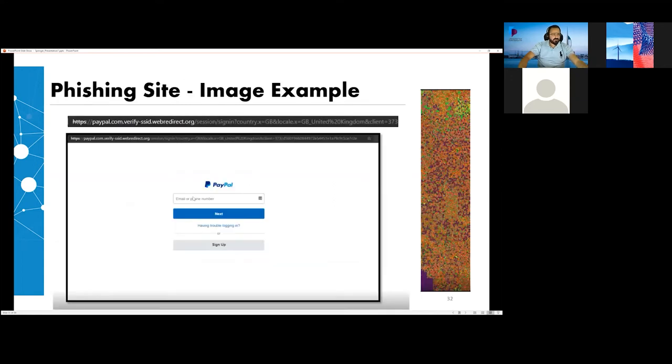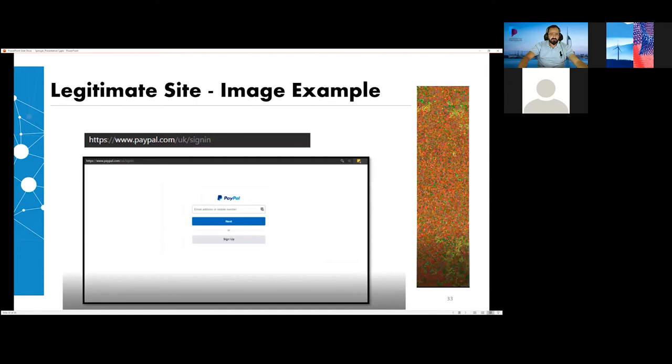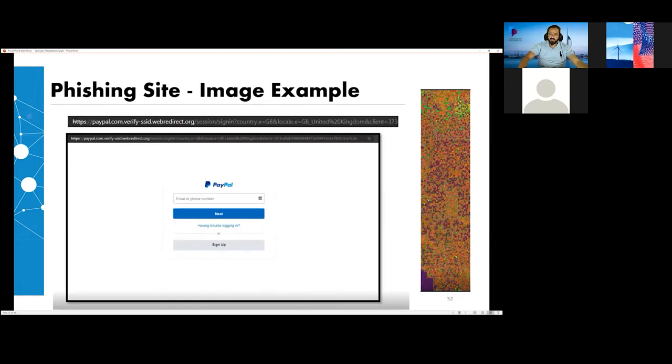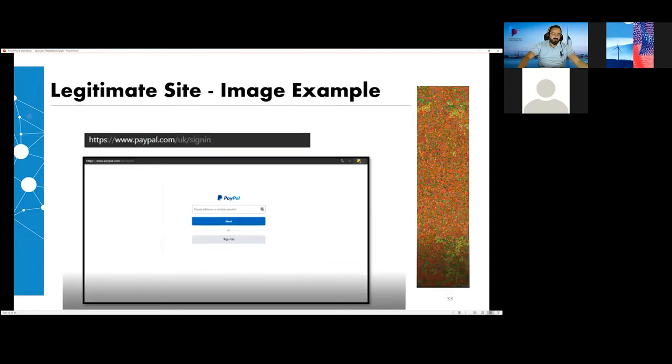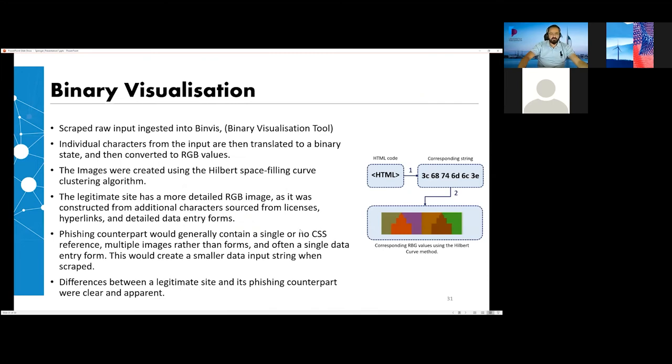So this is a phishing example, as you can see. This is how it looks, and this is the actual PayPal, as you can see. I will go fast. You see the image. There is a difference you can see with your eyes. So we thought again, okay, yes, the machine will understand it. The idea again was to convert the HTML code, which is some string, etc., into colors with these five RGB values from the BinVis tool. For BinVis, we use the Hilbert curve methodology. There are four or five methods inside it which you can use, but we use that.